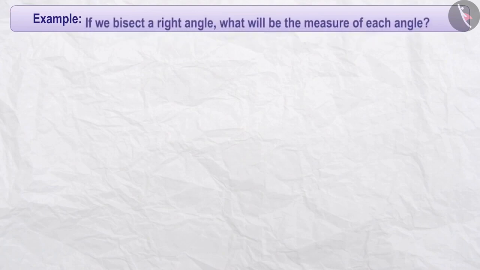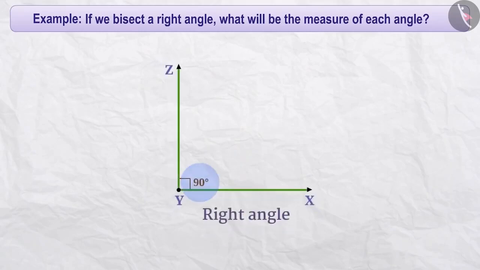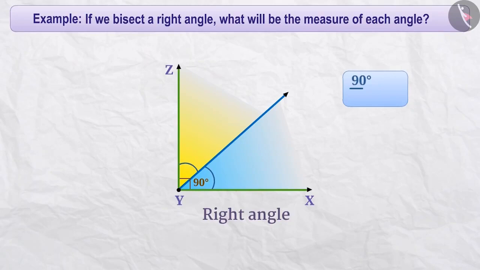Next example, if we bisect a right angle, what will be the measure of each angle? We know that a right angle means a 90-degree angle. If we bisect this angle, we will get two equal parts. Since both angles are equal, each angle will measure 90 degrees divided by 2, which is equal to 45 degrees.